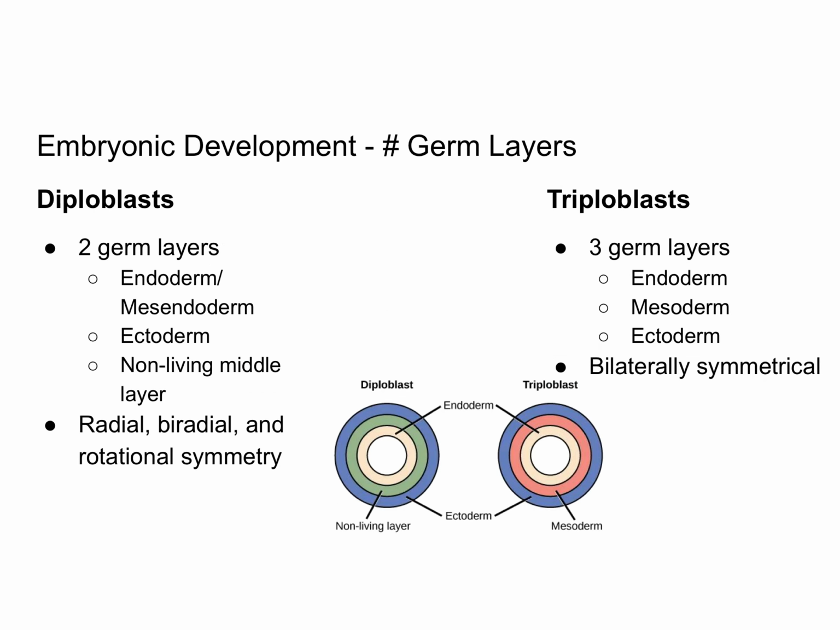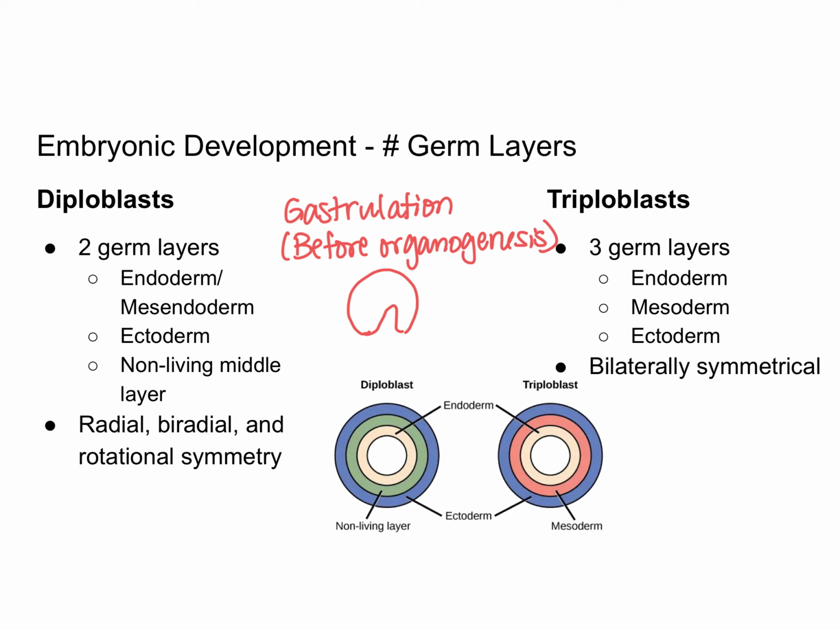So let's take a closer look at those germ layers. And remember that these are developing during gastrulation, so before organogenesis, but after the blastula has started to kind of pinch in. On the next slide, I'm going to talk a little bit more about cell differentiation. So if you're a little bit confused right now, that's okay. We're going to get there. But for now, let's just go ahead and talk about the formation of these germ layers.